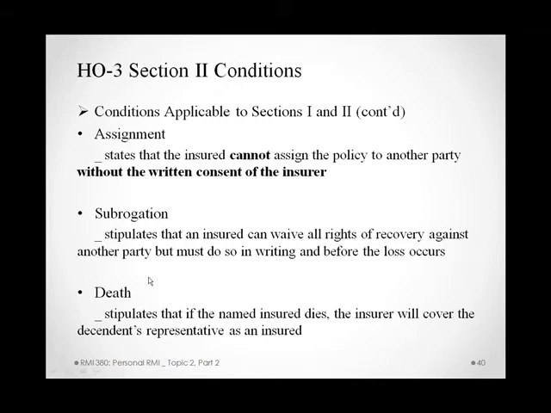The death condition stipulates that if the named insured dies, the insurance company will cover the decedent's representative as an insured. So if the homeowner dies, his legal representative or his son or daughter, whoever is going to inherit the house, will be automatically covered under his homeowner's insurance.